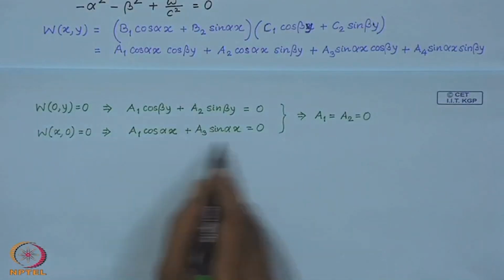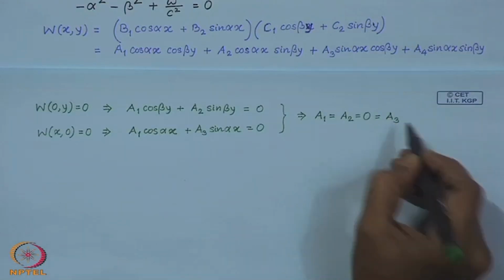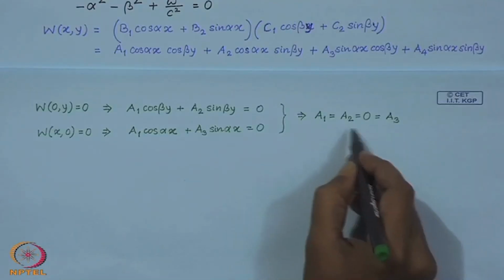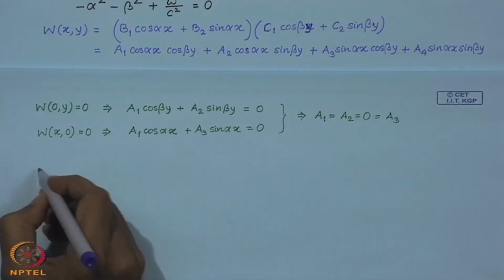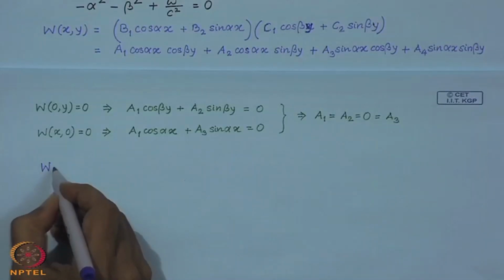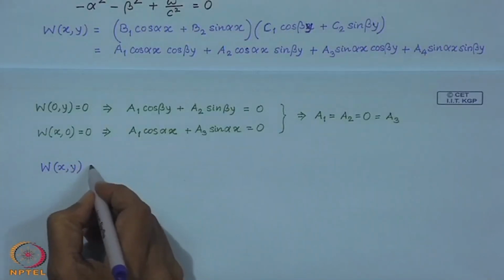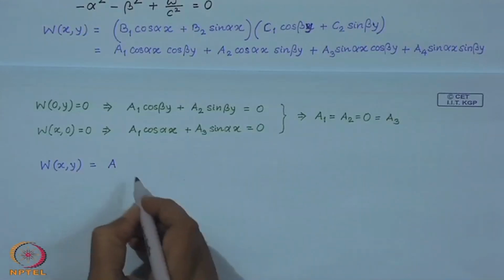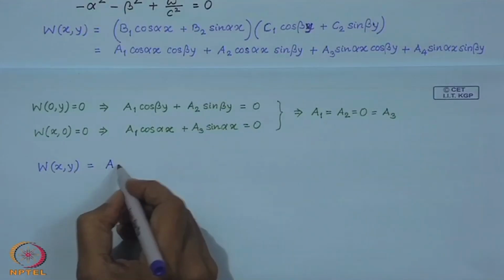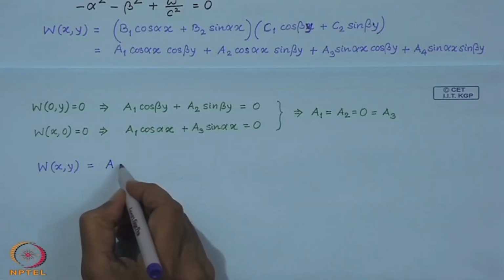And this also tells us that a1 and a3 must be 0. So, a1, a2, a3, all of them are 0. So, we are left with only a4. Which means, in order to satisfy the boundary conditions, let me call this only a, since there is only one term in this function.